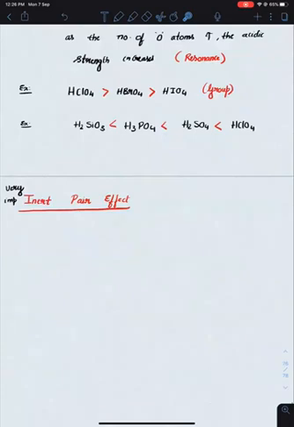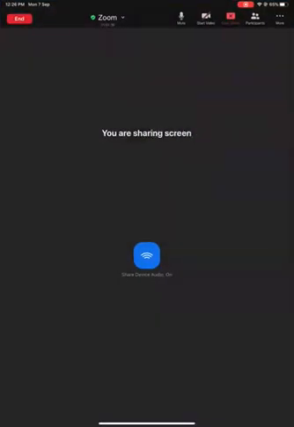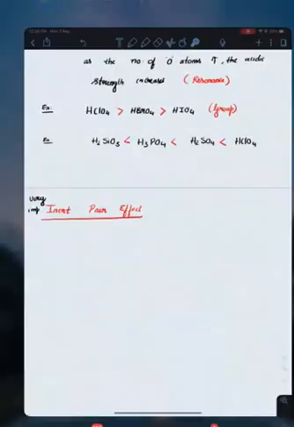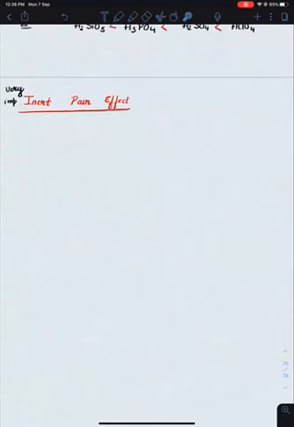Let us study about inert pair effect. This is the last concept in periodic properties, which is very, very important. I hope everyone is present in the lecture. Yes, sir. Okay. बोर हो गया क्या आप लोग? ठीक है. Okay.